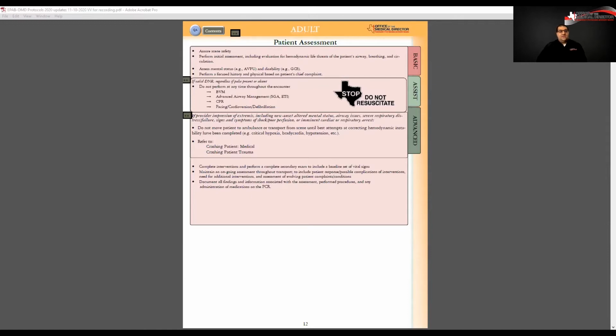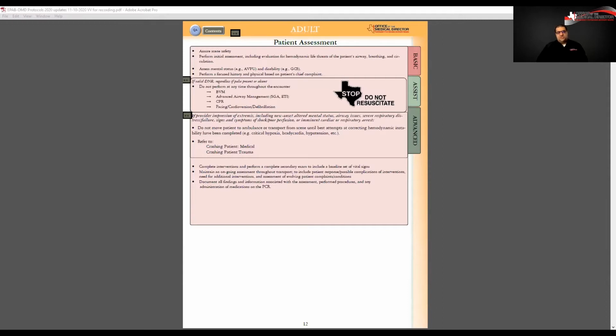But anything that's not listed on the DNR is still appropriate. So something like epinephrine administration or IV fluids. But remember, use your clinical judgment. These patients are towards the end of life. They've made their case known that what they would like towards the end of life and what they would not. And if there's any questions, as always, feel free to call us.